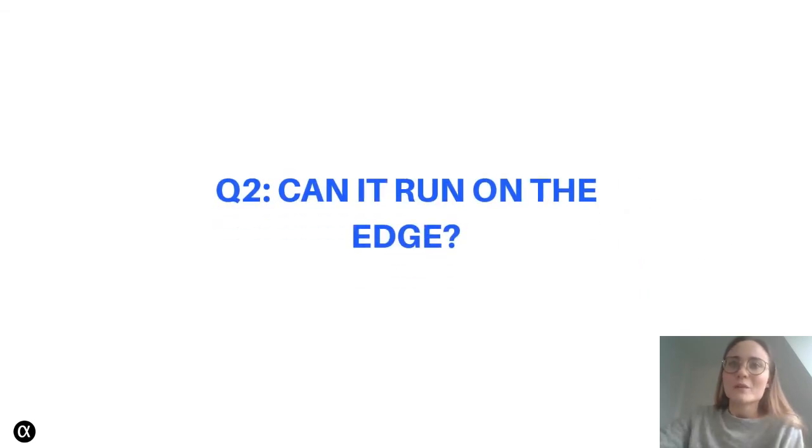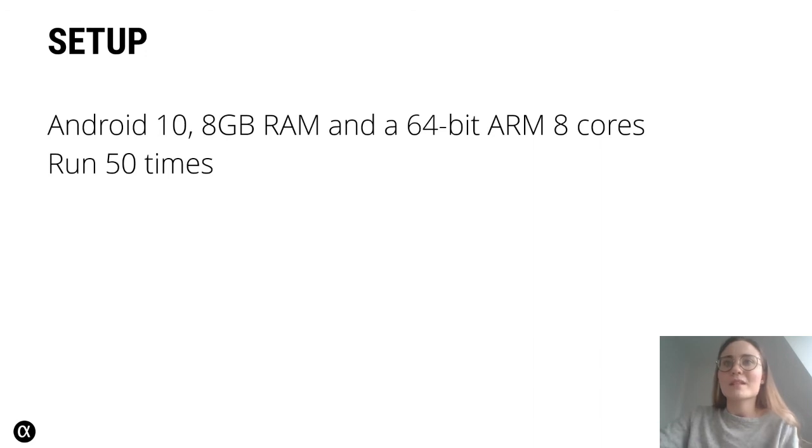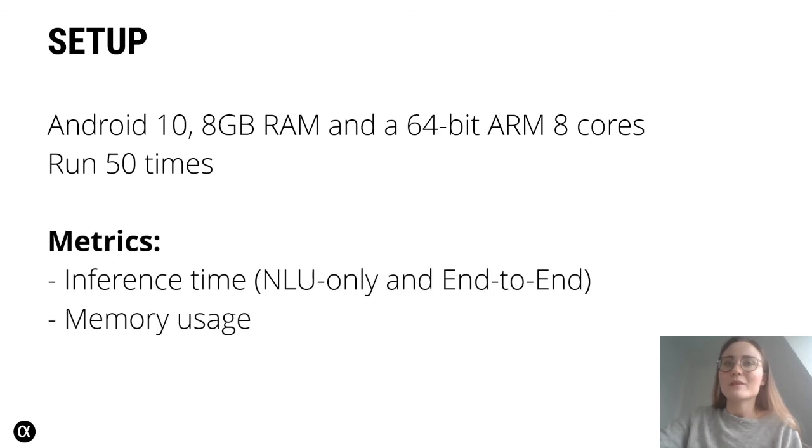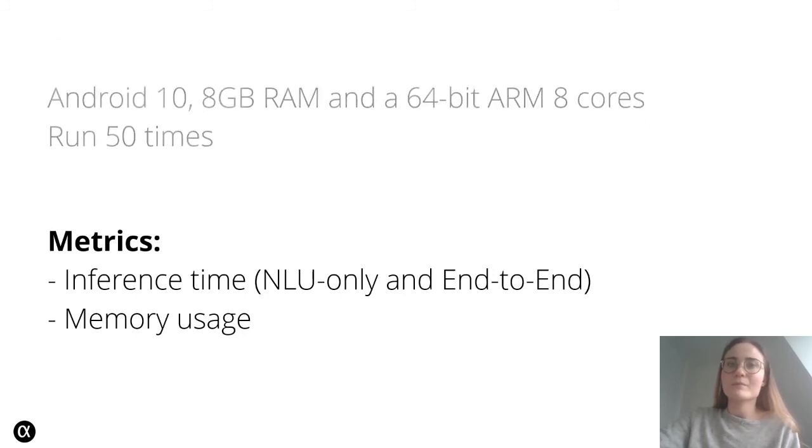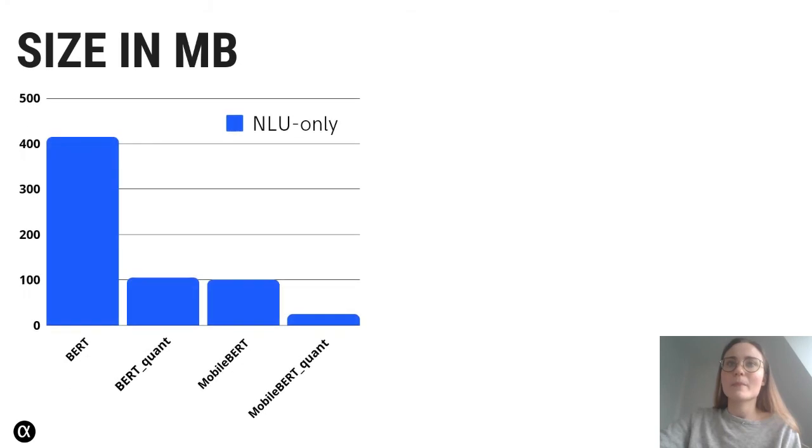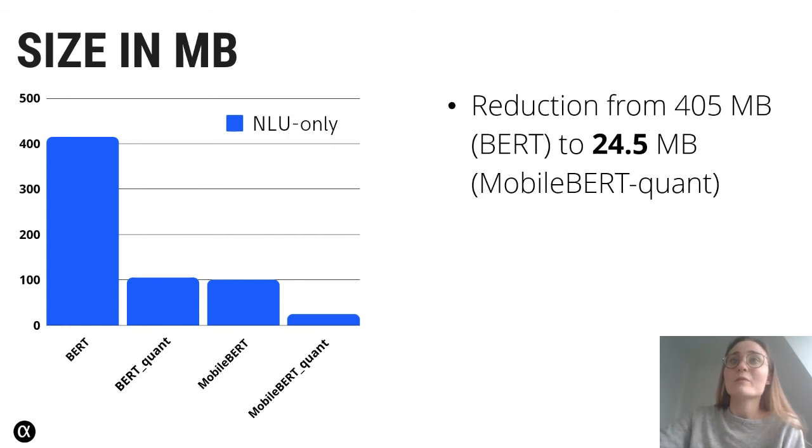We now move on to the second question, which is: is the system efficient, and can it run on the edge? To this end, we implement Sesame on an Android 10 phone with 8 GB of RAM and 8 cores, and we run our experiments 50 times. We record the inference time for both models and end-to-end, and also the memory usage and storage space. First of all, in terms of space, we were able to go from 405 megabytes with BERT to 24.5 with our smallest model, while conserving similar performance on the classification task as we've seen earlier.